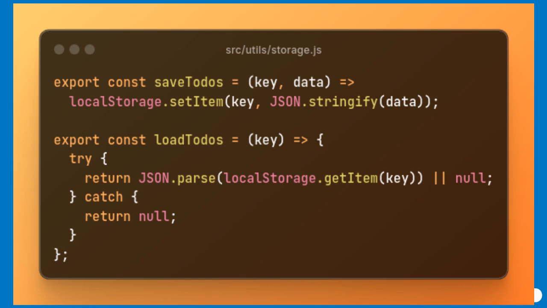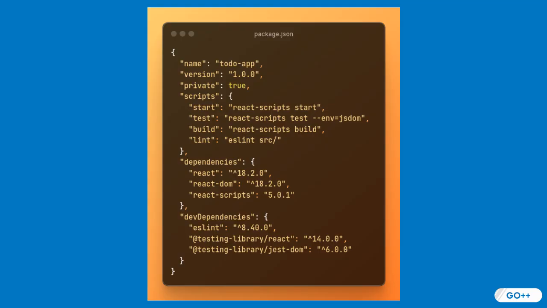This utilities file provides functions for persisting to-dos to local storage and restoring them. It can be integrated with any of the storage approaches for client-side persistence. This configuration file defines project dependencies, scripts, and metadata required to build, test, and lint the React to-do application. It lists the essential React and testing libraries and is designed to work with Create React App.